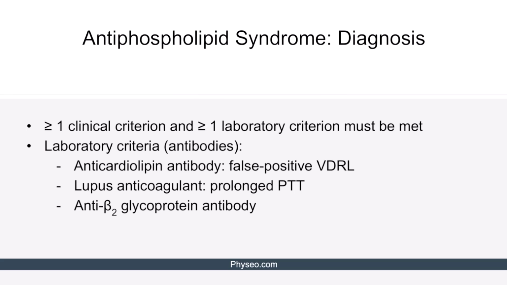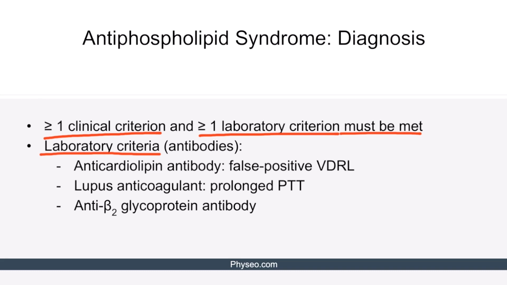Now we will discuss how antiphospholipid syndrome is diagnosed. The patient must meet at least 1 clinical criterion that we discussed on the previous slide and at least 1 laboratory criterion that you will see on this slide. Laboratory criteria include the antibodies specific for antiphospholipid syndrome. One of these antibodies is anticardiolipin antibody. Clinical significance of this antibody is that it yields a false positive venereal disease research lab, VDRL, test result.